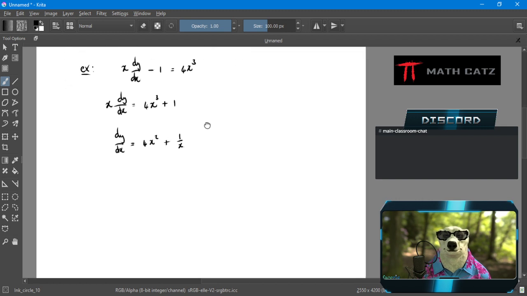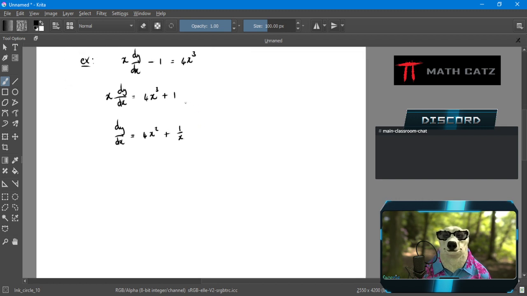Then we can say, well, we're looking for a function whose derivative is exactly this right-hand side. That is exactly the same as our antiderivative question. So we can say our function, which is a function of x, is therefore the indefinite integral of what we have on the right.